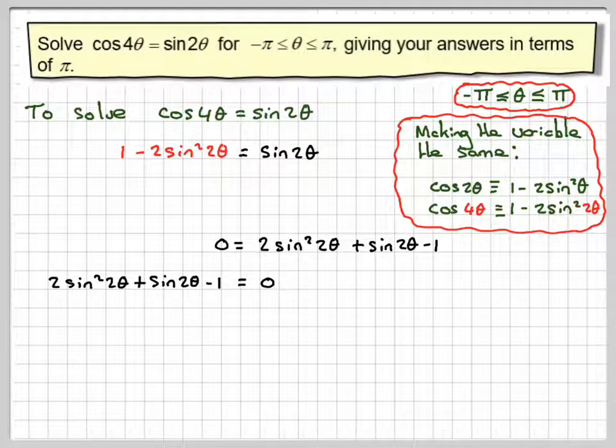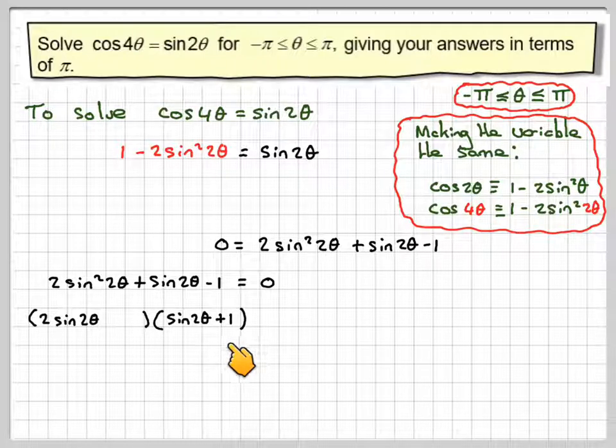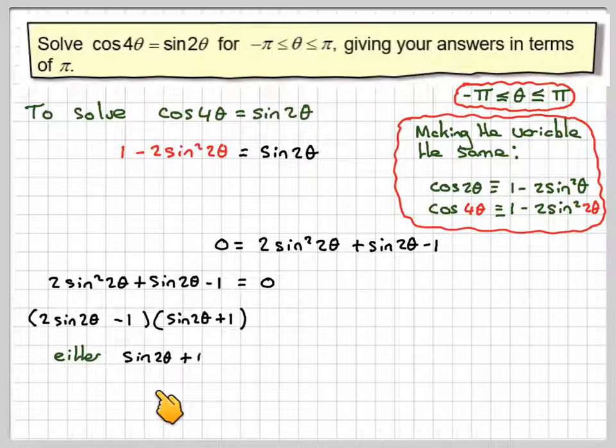Right, this can be factorized. So we've got (2 sin 2θ ...)(sin 2θ ...), and we're going to have to put a 1 and a 1, with plus 1 in one bracket, because that gives me 2 sin 2θ and a minus 1, which altogether makes a total of just 1 sin 2θ in the middle, and a minus times a positive makes a negative. Looking at this one here, either sin 2θ plus 1 is equal to 0, which means that sin 2θ is equal to minus 1.